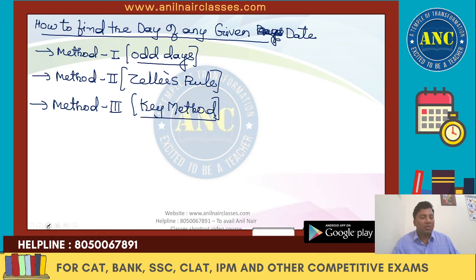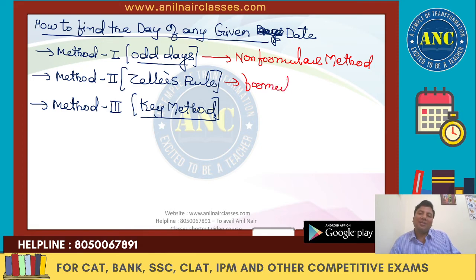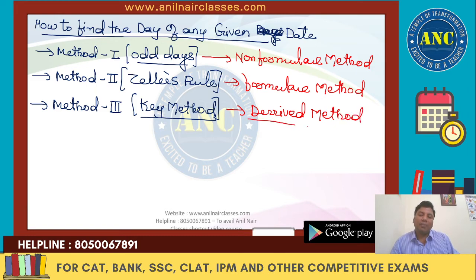In case you are not good at remembering formulas, there is a non-formulae method. Zeller's rule is a formulaic approach. There is a formula to find the day of any given date. Among these formulae methods, method 3 is a derived method. All the three concepts we will try to complete in the morning session, otherwise we will continue in another session.